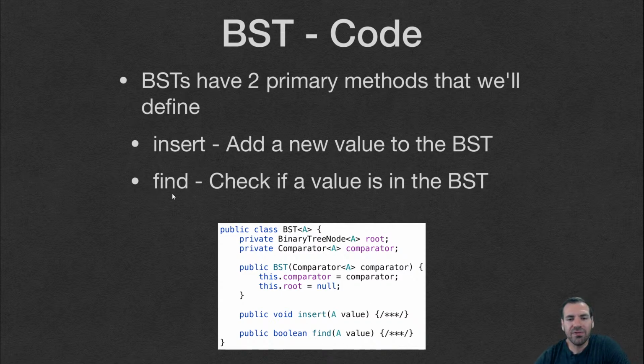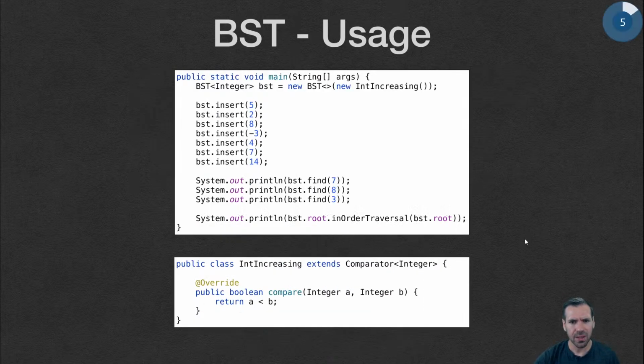And then the other thing is find. When we call the find method, we're going to assume that property does hold. We're going to assume that this is a proper BST and take advantage of that property to be able to find things. So insert is maintaining the property. Find is taking advantage of that property existing. And that's what we want to build this lecture. Let's build these two methods and see how to do this.